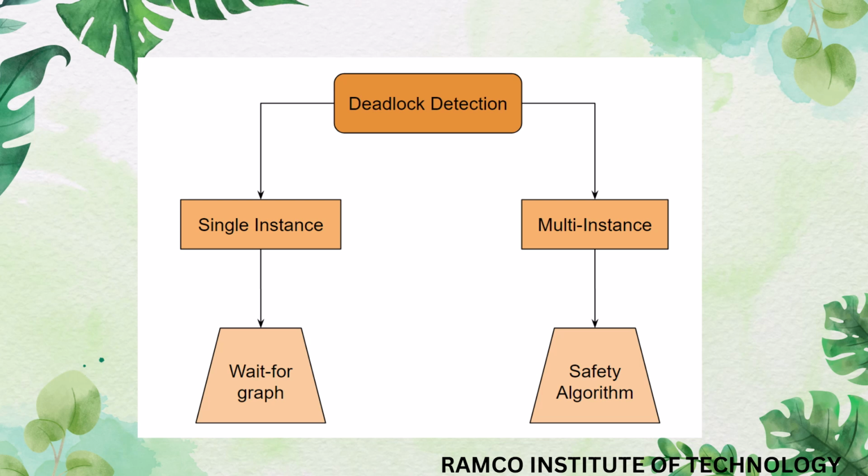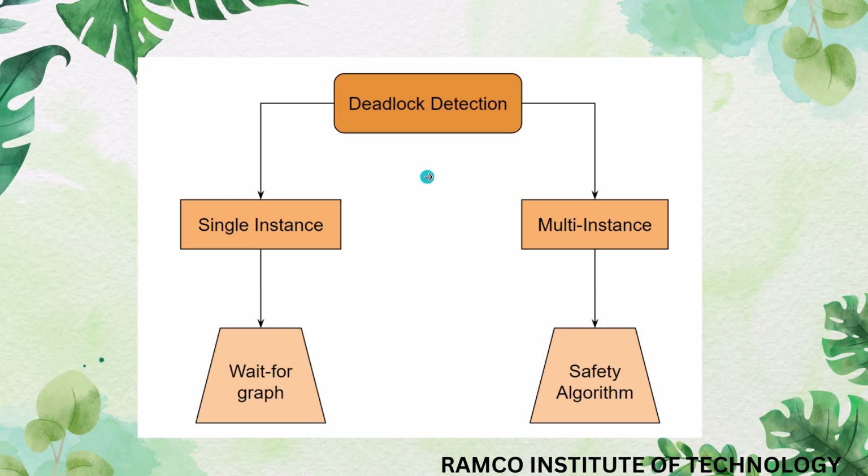Deadlock detection algorithms are mainly used to identify the presence of deadlocks in computer systems. These algorithms examine the system's processes and resources to determine if there is a circular wait situation that would lead to a deadlock. If a deadlock is detected, the algorithm can take steps to resolve it and prevent it from occurring again in the future.